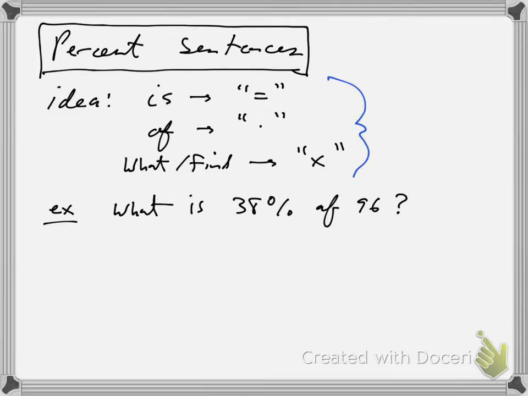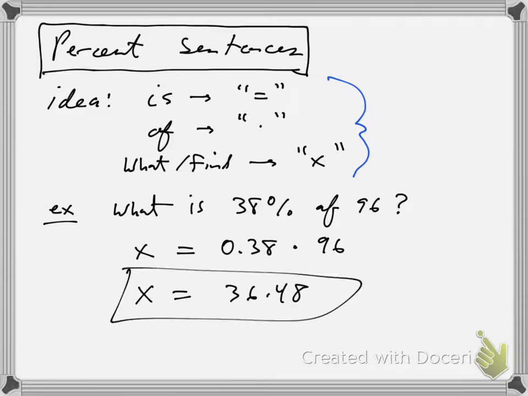Okay, so let's do this. What translates to an x, is translates to an equals. 38%, remember I said whenever we put the percent in an equation, we should write it in its decimal form. Of means times, and then 96. So x equals 0.38 times 96. So this is already solved for x. All I've got to do is multiply 0.38 times 96. On my calculator, I get x equals 36.48. So I solved that one. That's easy. These do get harder.